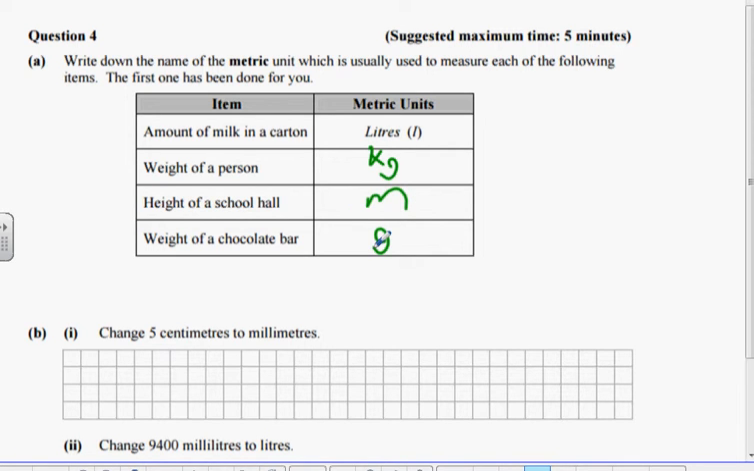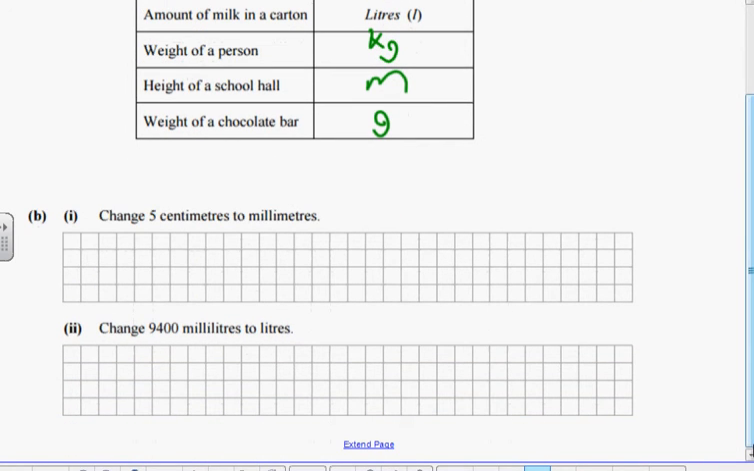Change 5 centimeters into millimeters. Would you lose marks if you said ounces? I think so, yeah. It's not metric. It's not thousand. So no. You would lose marks for ounces.